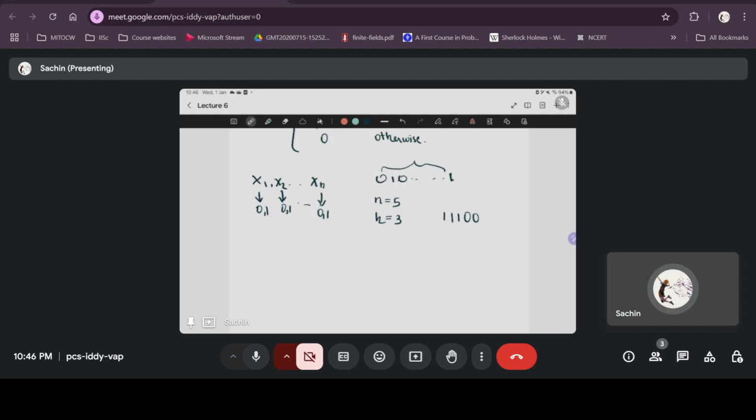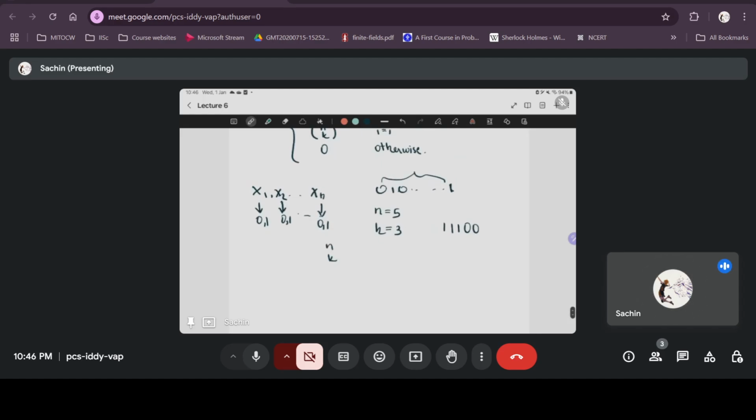So there are n choose k number of ways of doing that, right? Given out of all those n choose k ways, you select a particular sequence of ones and zeros. What is the probability that you get this particular sequence? Since these are independent, the probability that x1 is equal to 1 and x2 is equal to 1 and x3 is equal to 1, x4 is equal to 0, x5 is equal to 0. That is the probability that this sequence x1, x2 up to x5 is equal to 1, 1, 1, 0, 0.